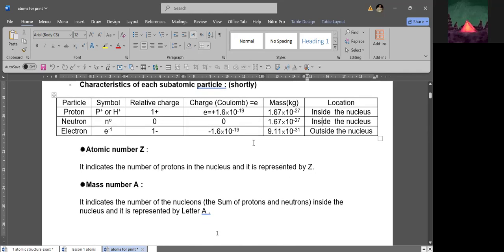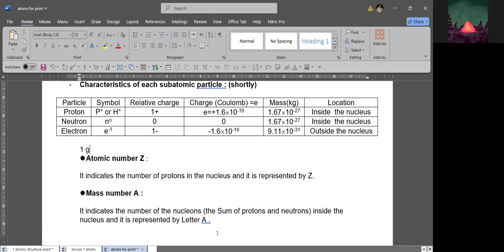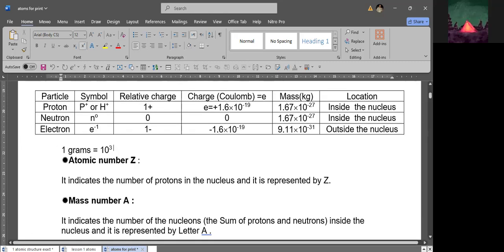Okay. Last year we took the mass of a proton as 1 AMU, the mass of a neutron as 1 AMU, and the mass of an electron as 0.00055 AMU. The value of the AMU is very, very small with respect to the gram. We know that 1 gram equals 1000 milligrams.